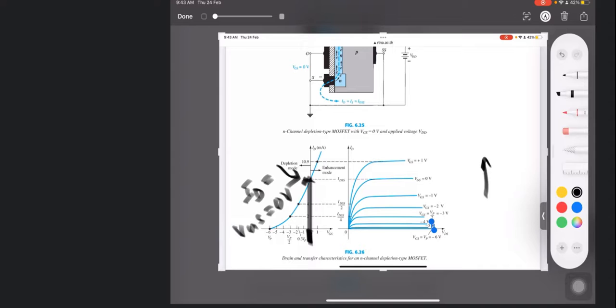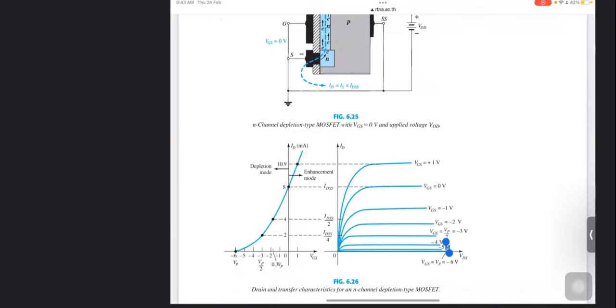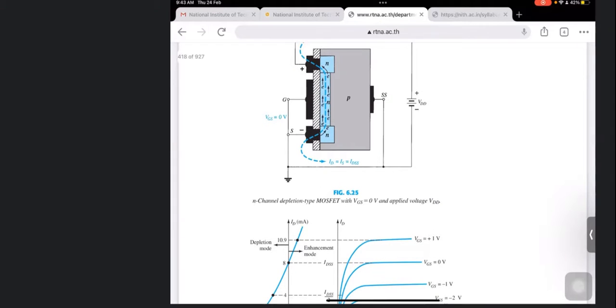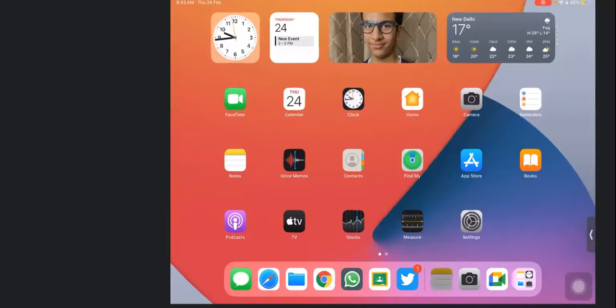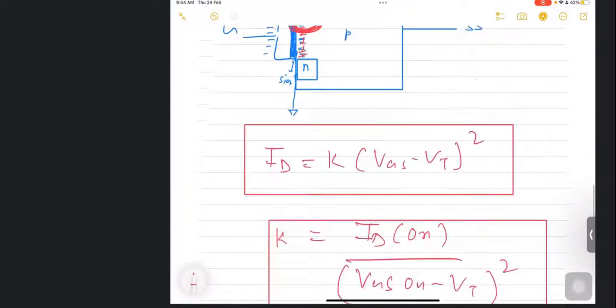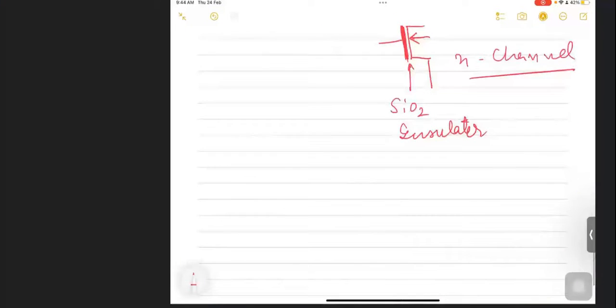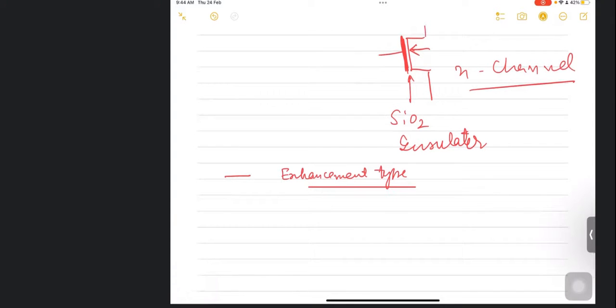Okay, so generally we are not using this depletion type MOSFET. Okay, we don't use depletion type MOSFET. Nowadays we are using enhancement type. Enhancement type MOSFET is being used for every application. जैसे, why its name is enhancement? Because it is going to enhance this channel. Initially there is no channel.